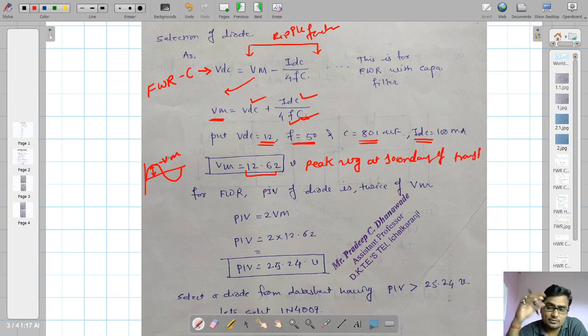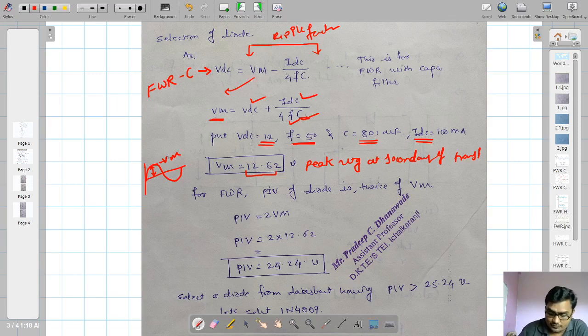I told you that values and ratings are different. For a resistor, it has a value in ohm. It has a rating in watt. You will get it when you see the lecture called Study of Data Sheet and Components. In that video lecture, I have explained everything: the specifications, the values, the ratings of a component. So PIV is a rating of a diode, and based on that rating we have to select a diode.